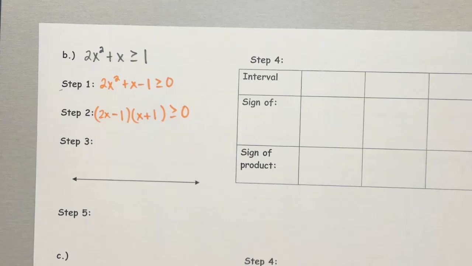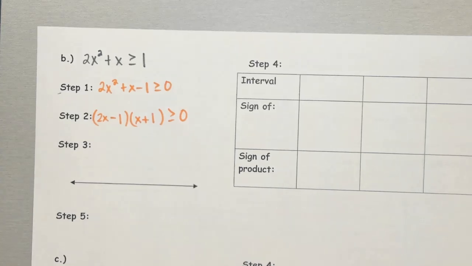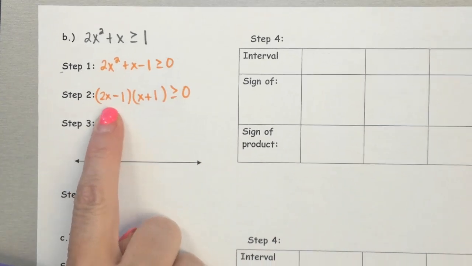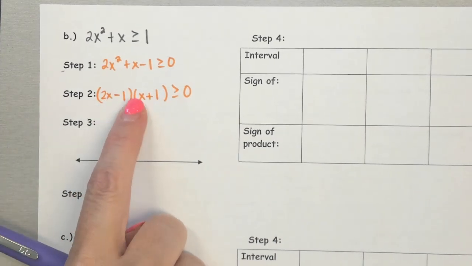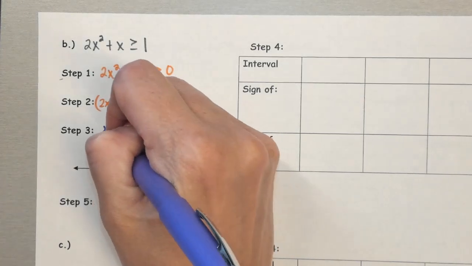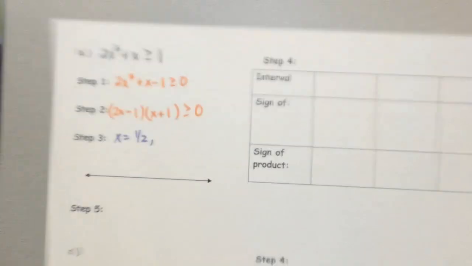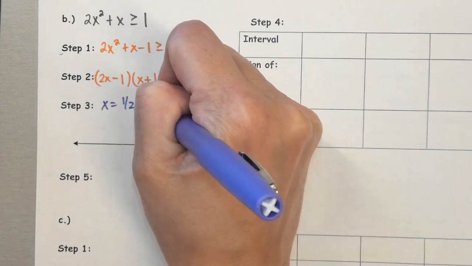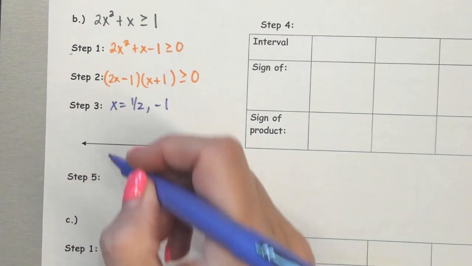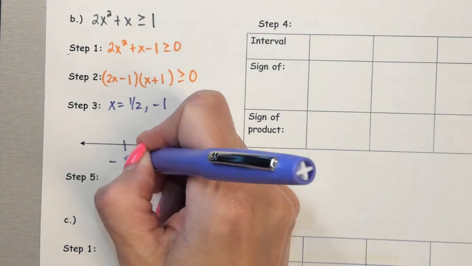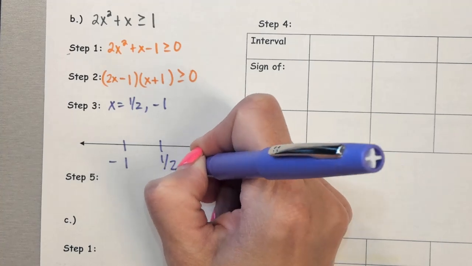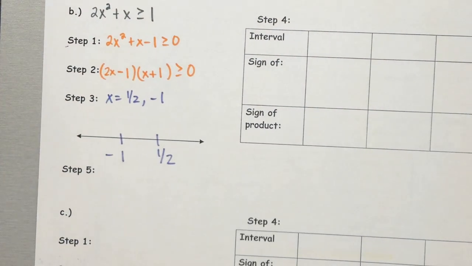Okay, so remember we're trying to find what makes each factor 0. So if you need to, you can always set it equal to 0 and solve. Add 1, divide by 2. X equals 1/2 would make that 0, and then this would be negative 1. Okay, when you are putting this on your number line, just make sure that you put them in the correct order so that your intervals are correct.